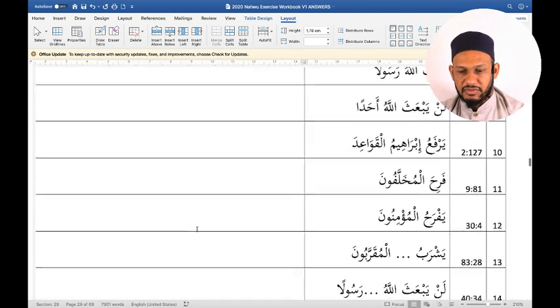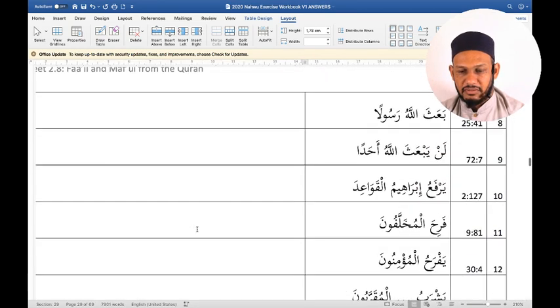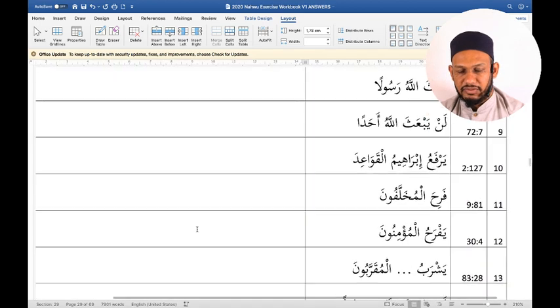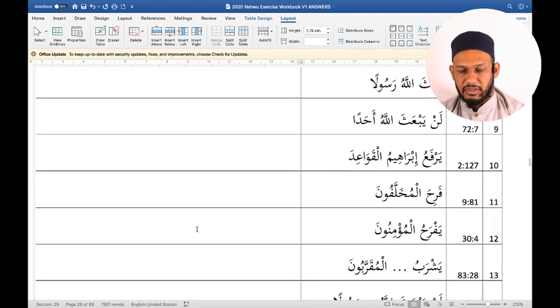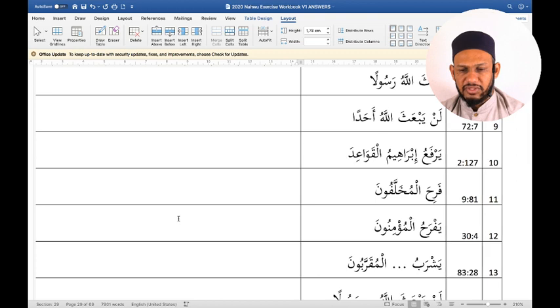Homework inshallah is to complete number 8 to 14. Just one thing about 8 to 14, the word lan. Lan in Arabic means will not or will never. You're with me? The word lan means will not or will never.